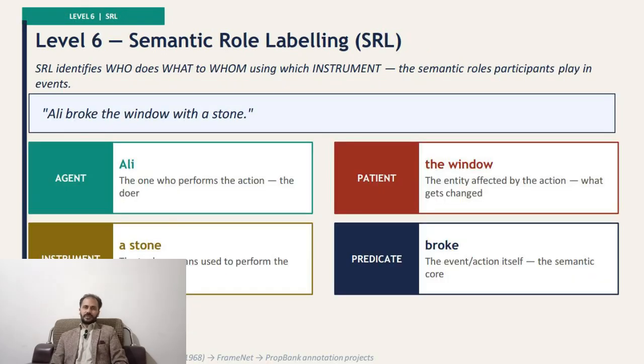Level 6, semantic role labeling, SRL. In the sentence, Ali broke the window with a stone. Ali is the agent, the one who performs the action. The window is the patient, the entity affected by the action, and the stone is the instrument. These labels are semantic roles. SRL is more difficult and expensive than pure tagging and NER, but it captures deeper aspects of meaning that are essential for question answering and information structure.